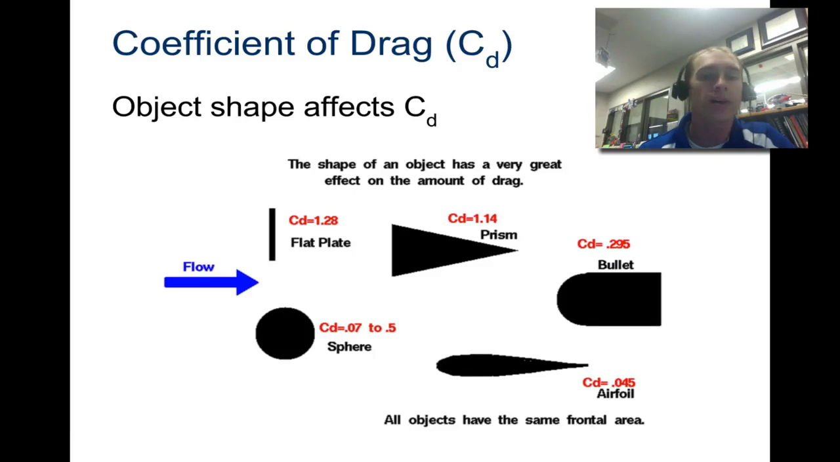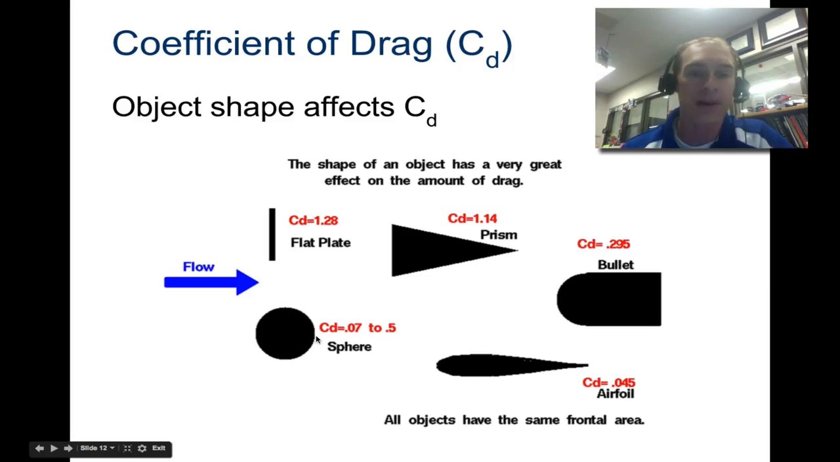Let's now go into how you actually take a look at how object shape affects coefficient of drag. So if you're looking at airflow this way, a flat plate has a pretty large coefficient of drag. It just slams against this. Some air probably comes out to the side. It'll curl around and create all these vortices. So depending on the streamlined shape, you're going to get a lot larger coefficient of drag.